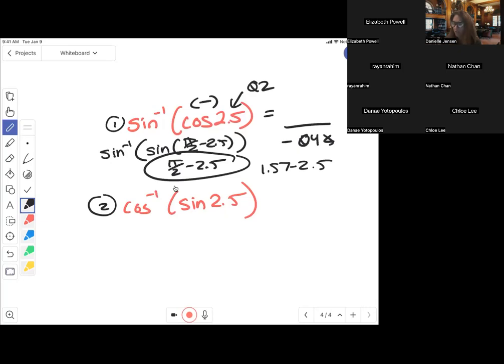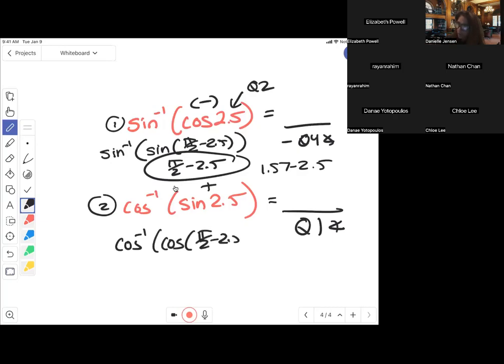So sine of 2.5, 2.5 we said was in quadrant 2. So sine of 2.5 is going to be positive or negative? Positive. Yep. So that means if I'm doing inverse cosine of a positive ratio, I want a quadrant 1 angle. So an acute angle, positive. Okay. So same idea, inverse cosine of cosine of pi over 2 minus 2.5. And we already know that this angle is a negative quadrant 4 angle, and I want a quadrant 1 angle.